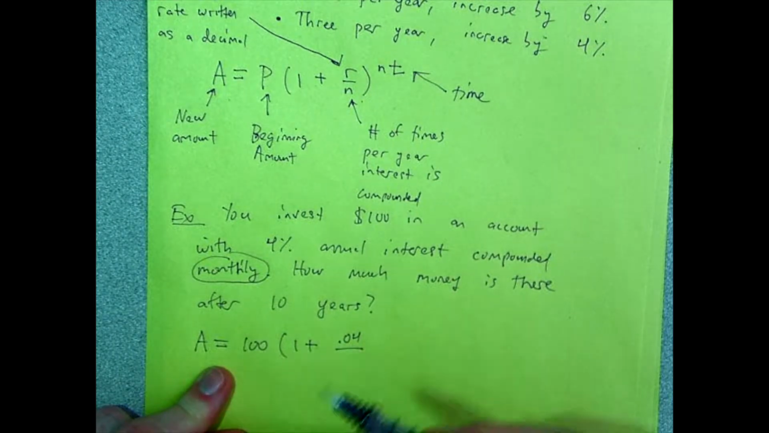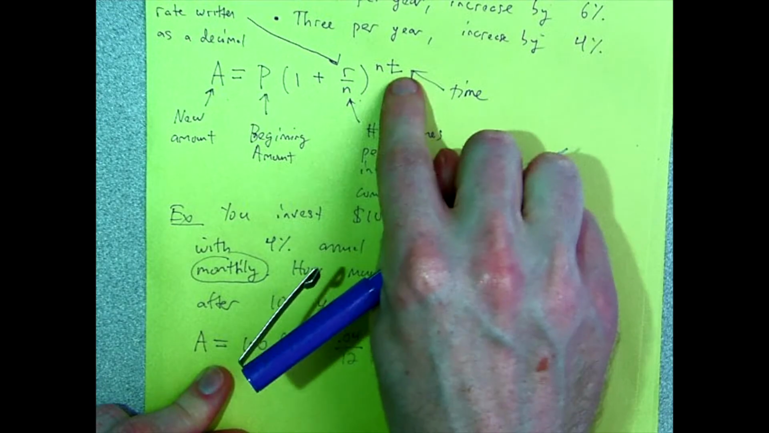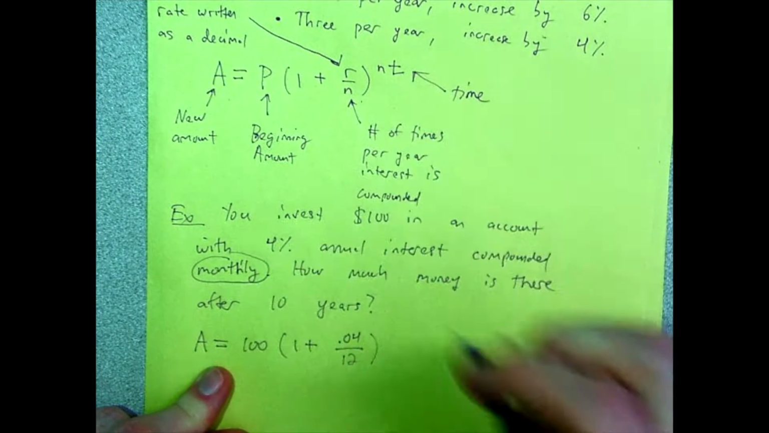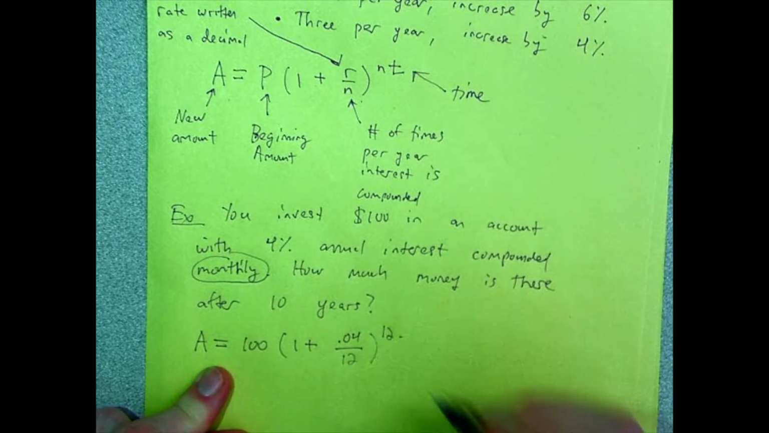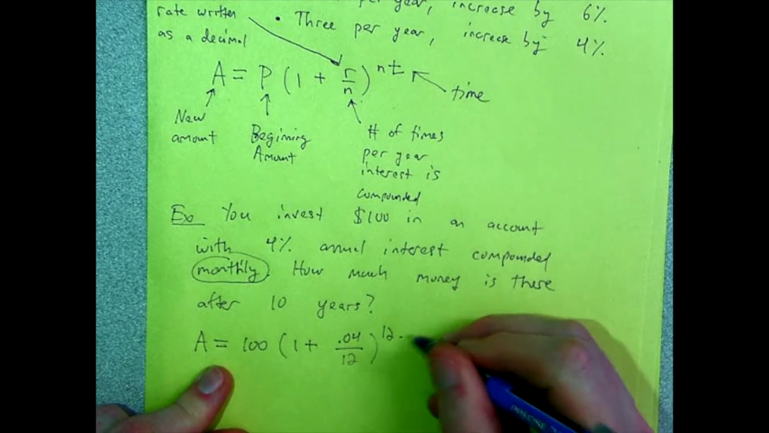So N is 12. And then here we have N times T. That's the same N as before, so that's still 12 times T, which is time. How long has the account been in there? 10 years, so 10. And then all you have to do is just evaluate this expression.